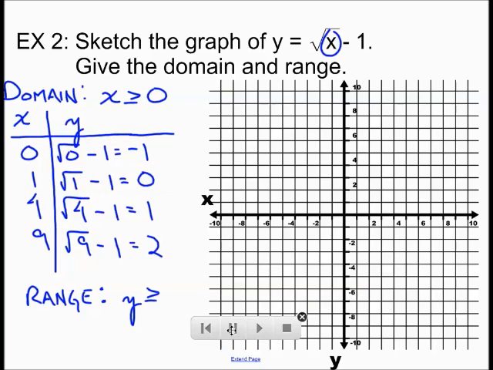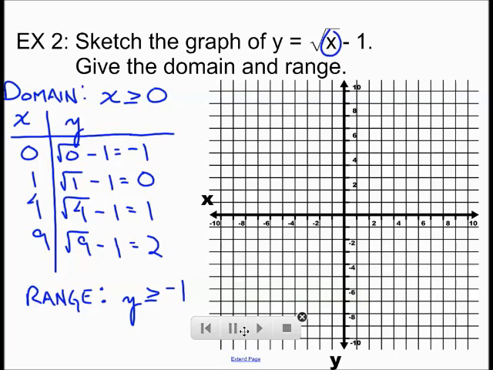Now we can determine what our range is. It's all values of y greater than or equal to -1, because you can see our first y value is -1, and then it goes up from there. So start out by determining the domain, make your table of values, and your table of values should tell you your range, your possible outputs.